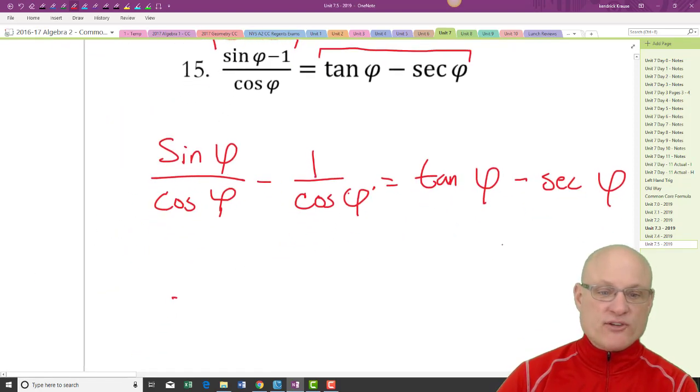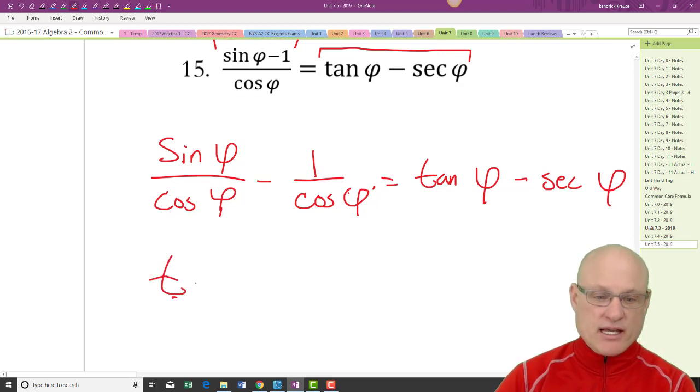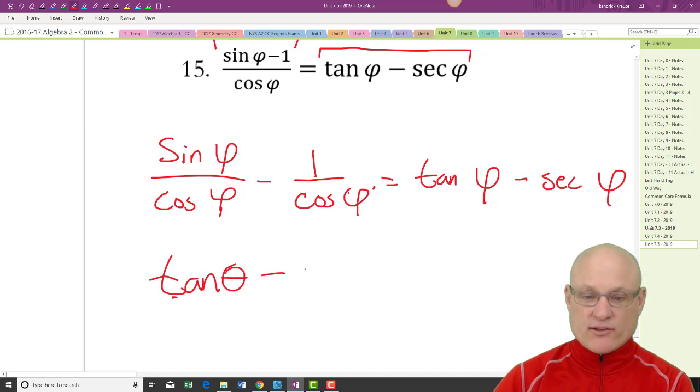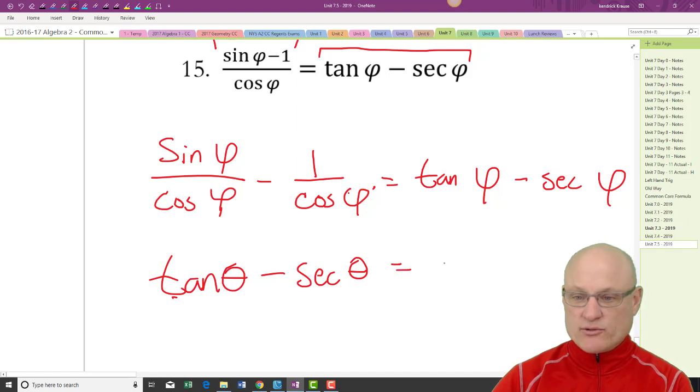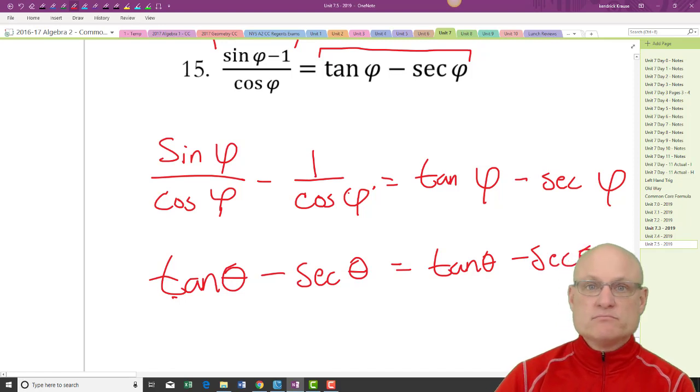Minus secant of. All right, well, what is sine of stuff over cosine of stuff? Isn't that tangent? I'm just writing theta. Minus 1 over cosine theta. Isn't that just secant of theta? Equals tangent of theta minus secant of theta.